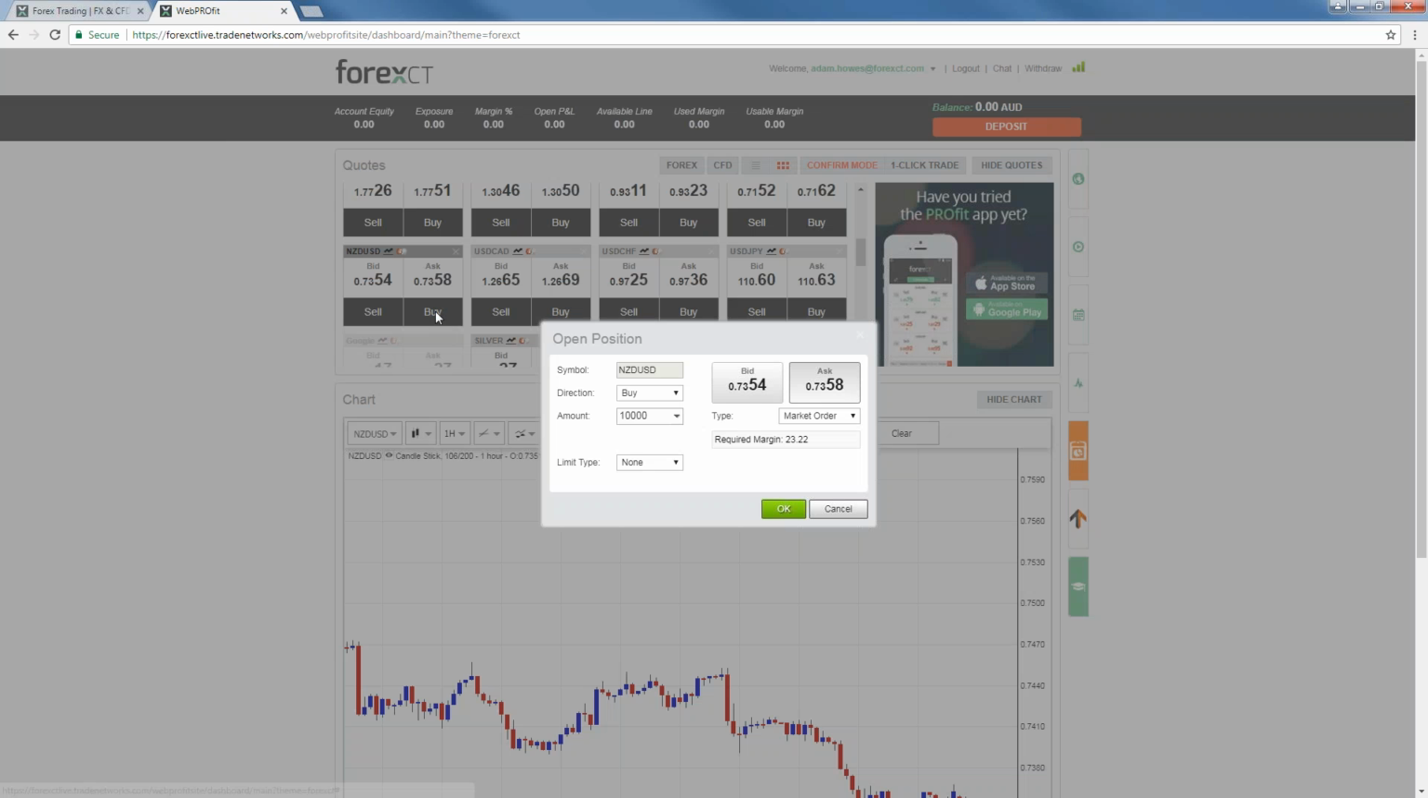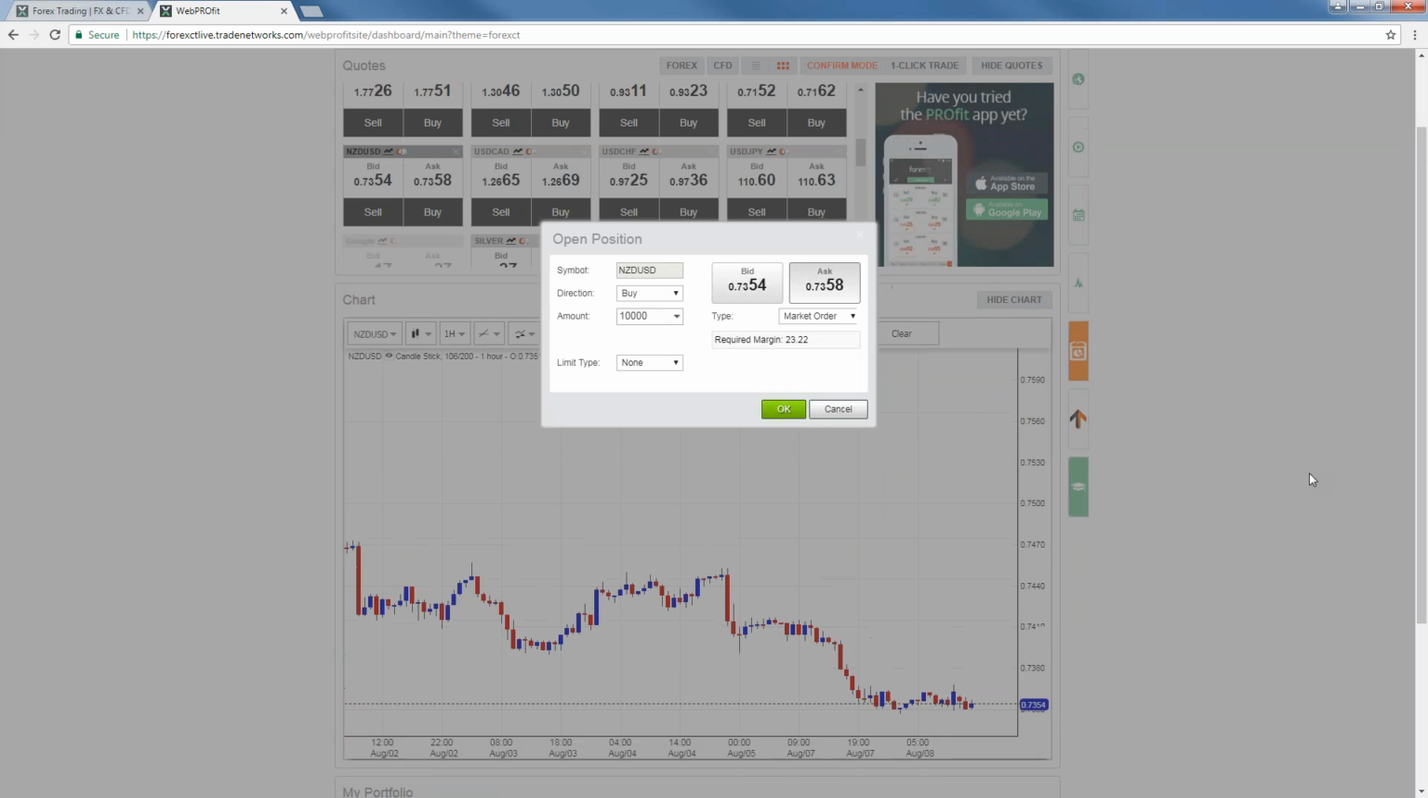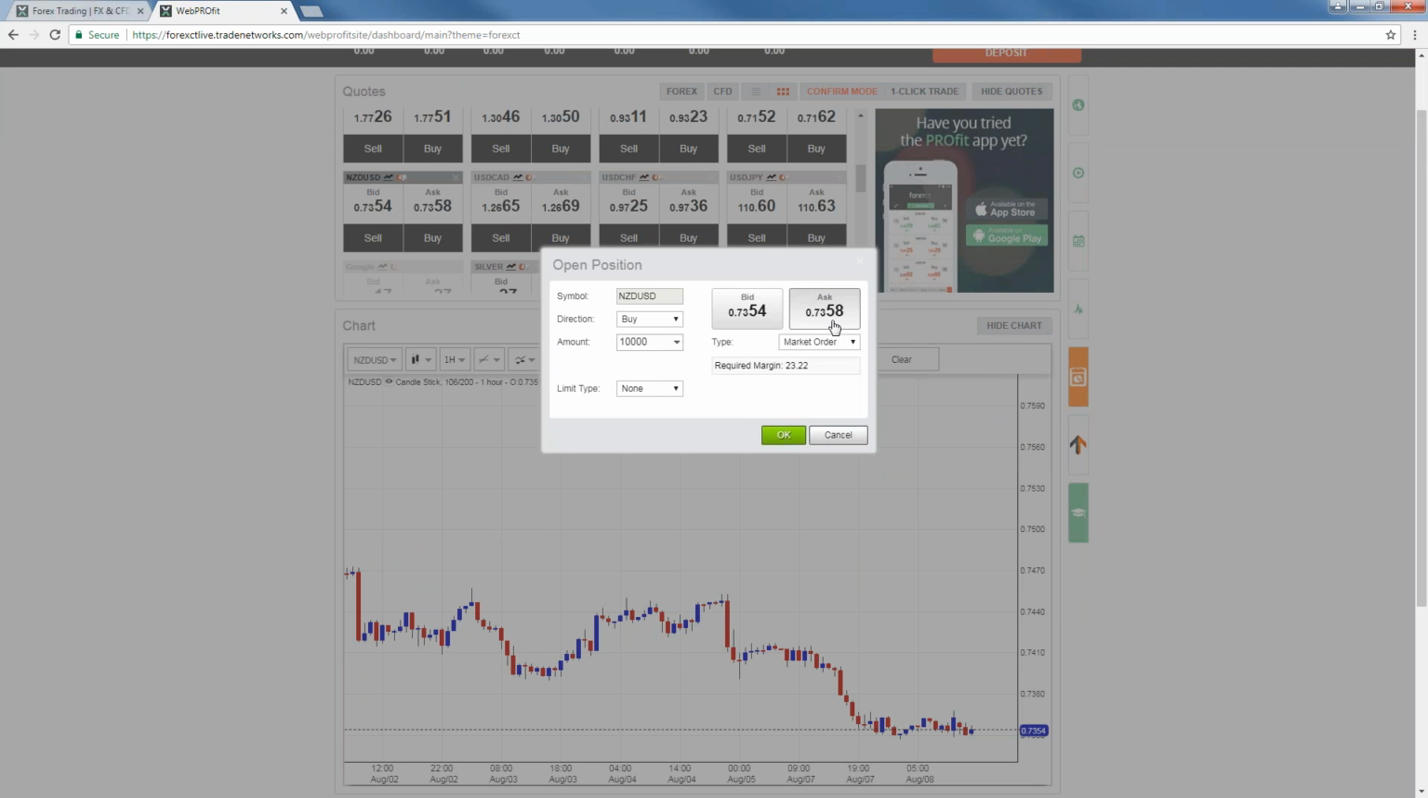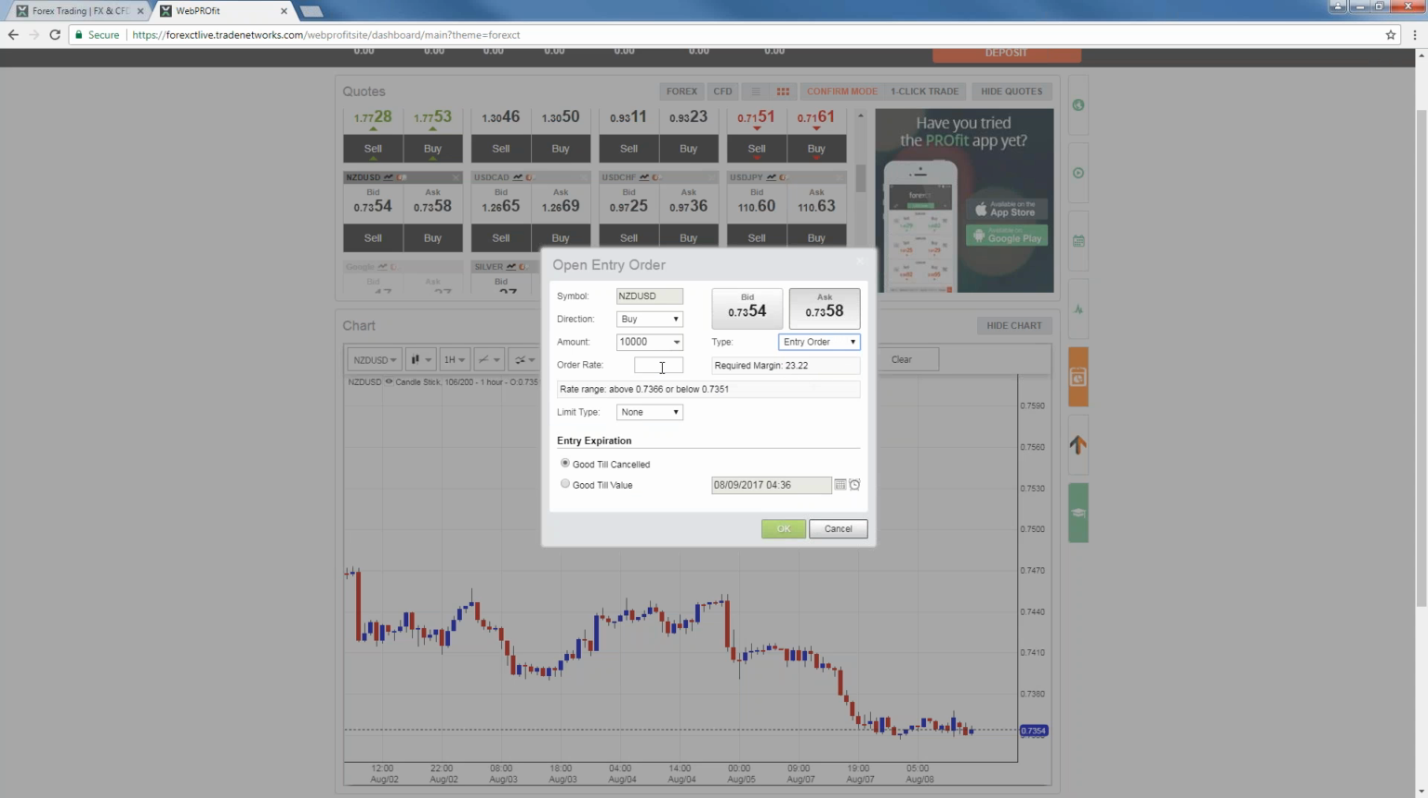And we would click on buy. The current price is actually 73.58, and that's on the buy price. So just prior to the announcement, what we could do is, rather than select a market order, select entry order. And then we could type in a rate at 0.7378.